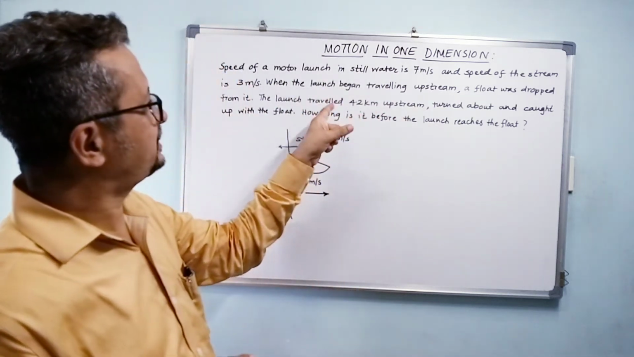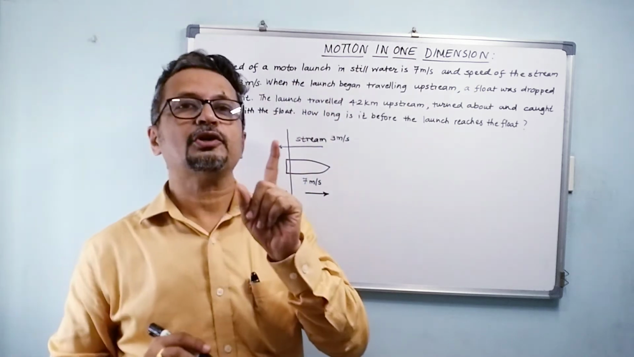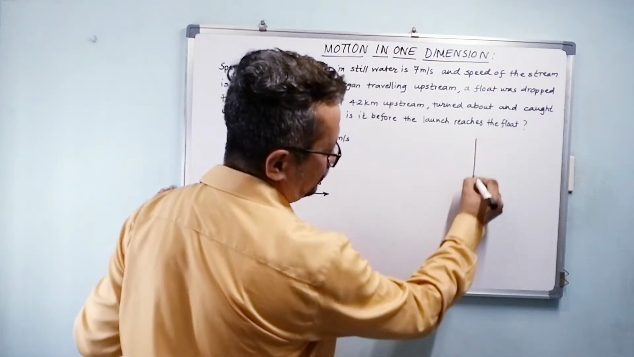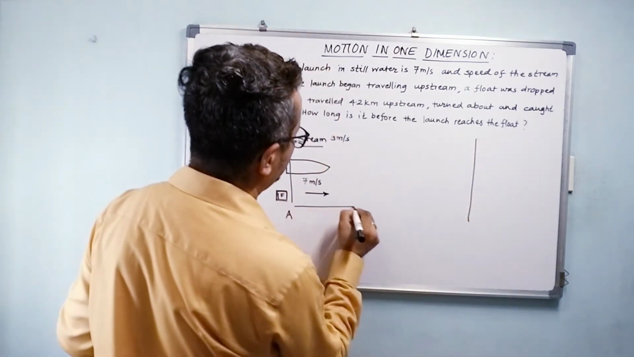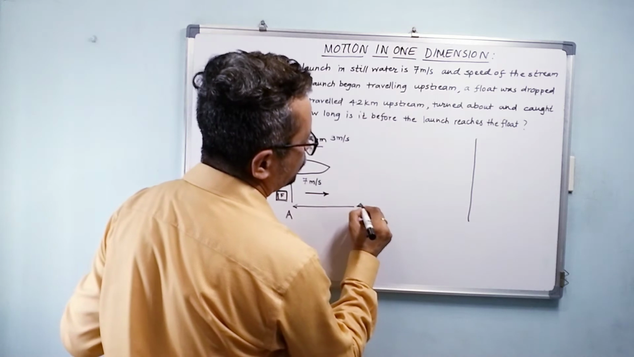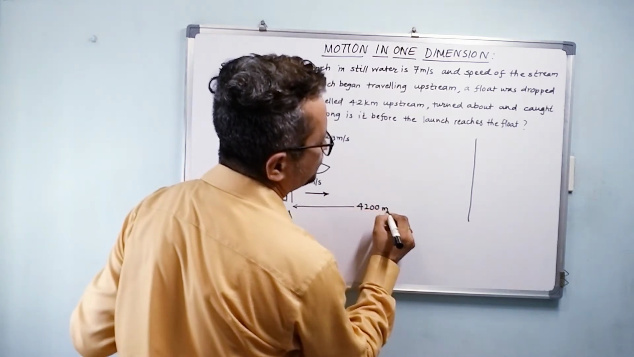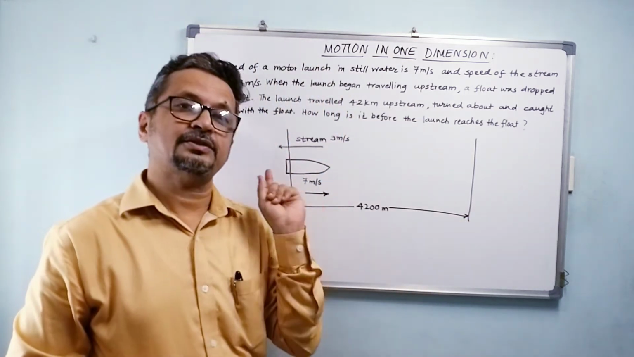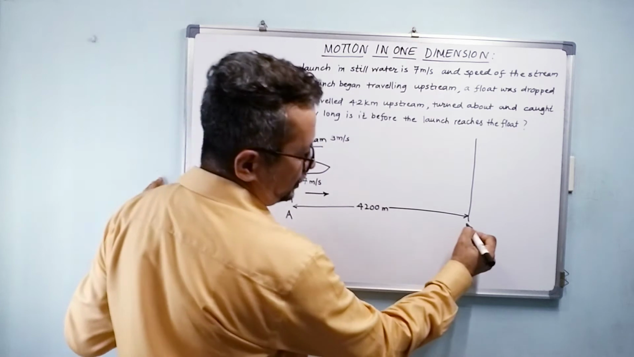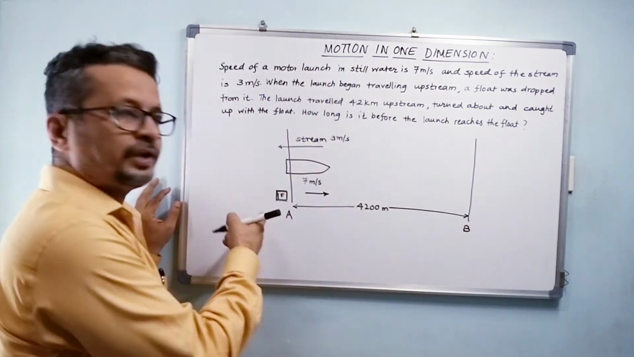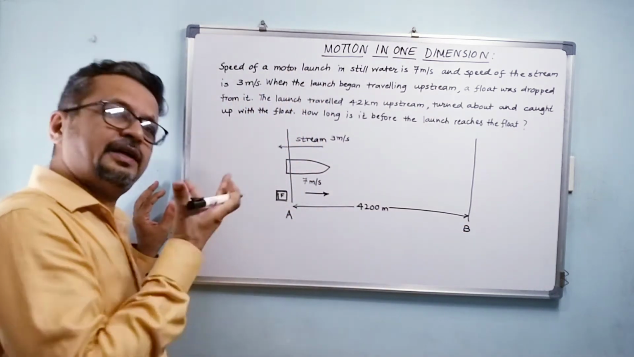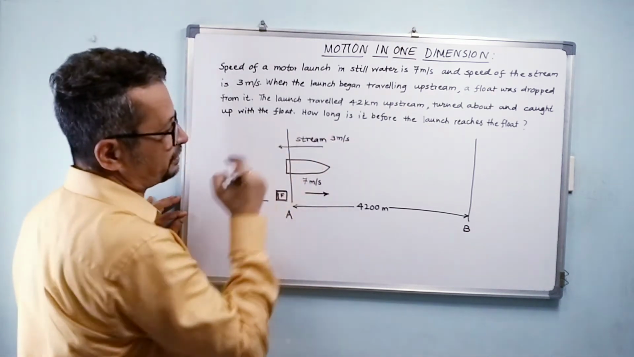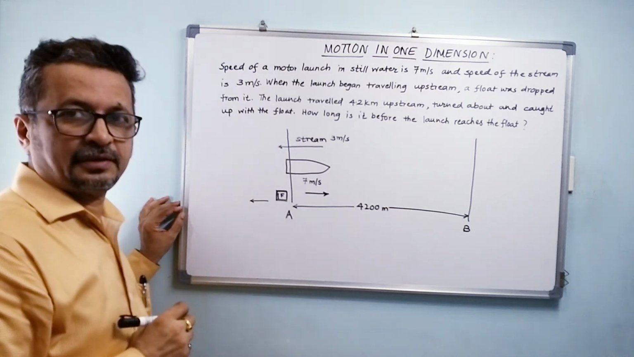How much distance did it cover? It covered 4.2 kilometer and then came back. So let us say this distance from here to here is 4.2 kilometer, that is 4200 meter. Now when this launch reached this point B, what would happen to the float? Would it remain over there? It will not. It will move with the speed of stream, that is 3 meter per second.